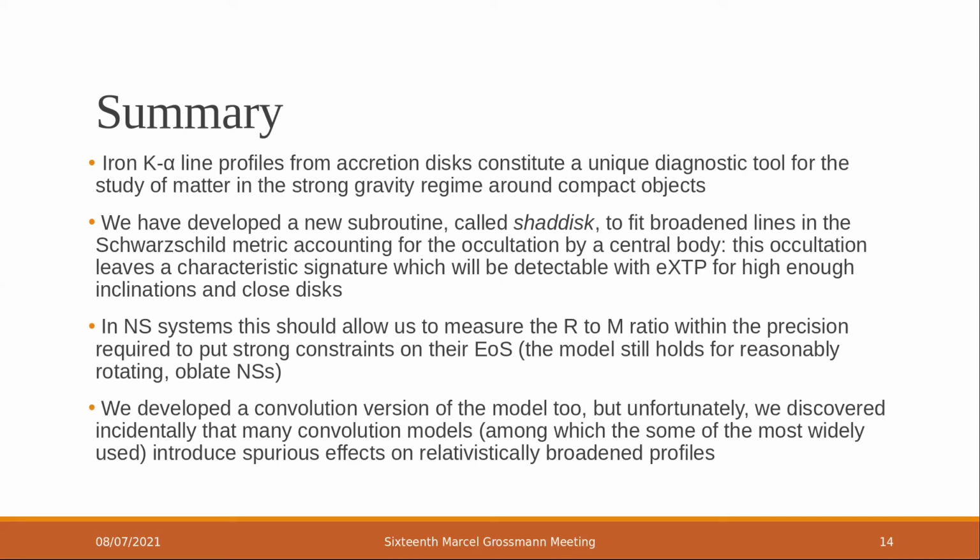But unfortunately, while doing that, we discovered that many convolution models, among which some of the most widely used, are affected by spurious effects that introduce uncertainties of 5 to 10%, which can be a problem not only for our model, but for all models that are currently relying on those convolution codes. And with this, I thank you, and it's been a pleasure.